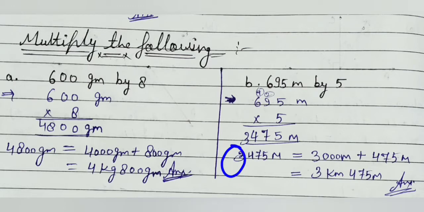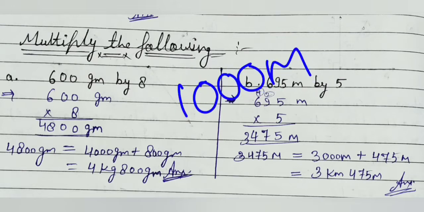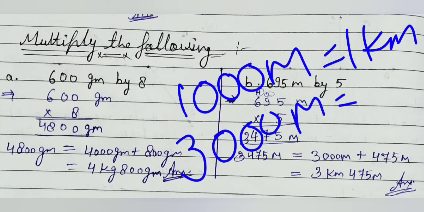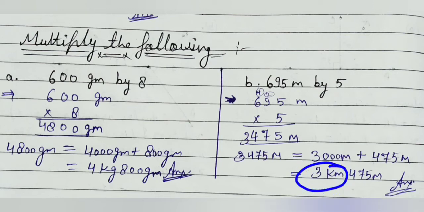3 is here at 1000 place, so we will break this number in this way: 3000 meter and 475 meter. We know that 1000 meter is equal to 1 kilometer, right? So 3000 meter is equal to 3 kilometer. So that's why I wrote here 3 kilometer instead of 3000 meter. Is that clear? And 475 meter as it is. So this is our final answer, 3 kilometer and 475 meter.